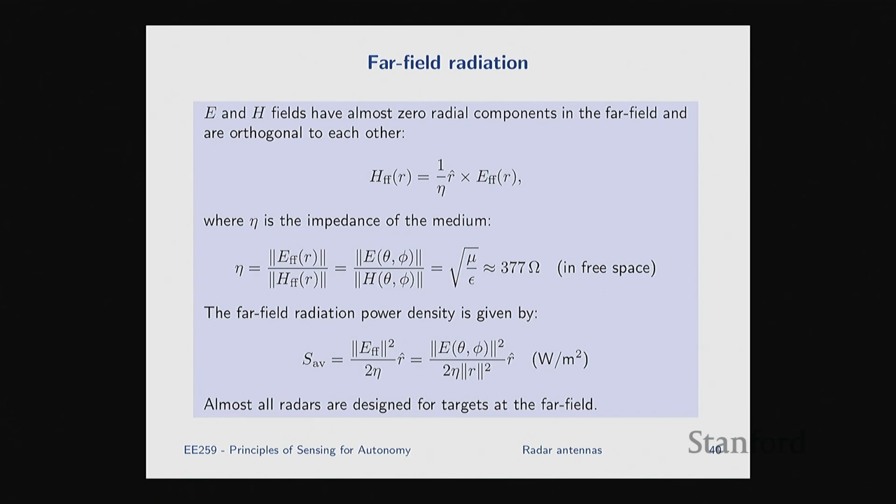So just to summarize again where we are. We have this relationship between the far field electric and magnetic fields. It's given by 1 over eta times the vector cross product of R hat and E. What is eta? Eta is the ratio of the electric field amplitude to the magnetic field amplitude, which is equal to the square root of mu over epsilon. In free space, if you plug in the values of mu and epsilon, eta becomes 377 ohms. That's the so-called impedance of free space. And our far field radiation power density, S, is given by the norm squared of the far field electric field over 2 eta, or explicitly in terms of the angular dependency of E, it's the norm squared of E of theta and phi divided by r squared times 2 eta.